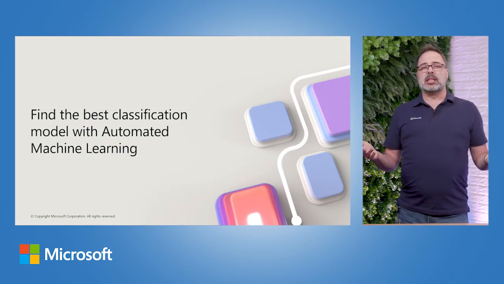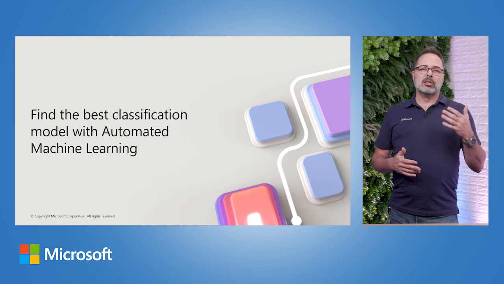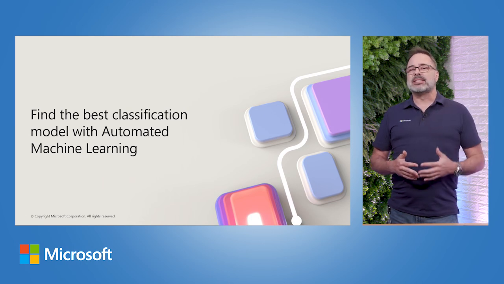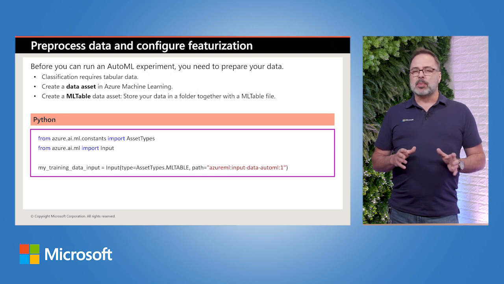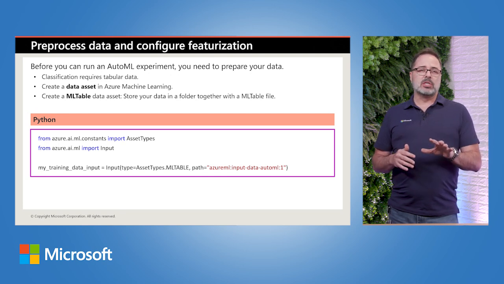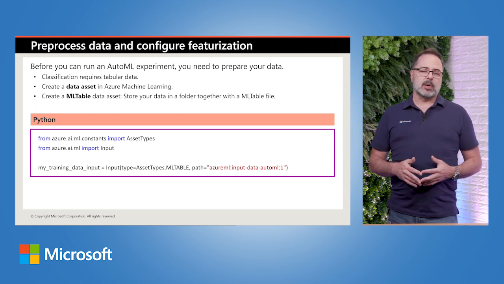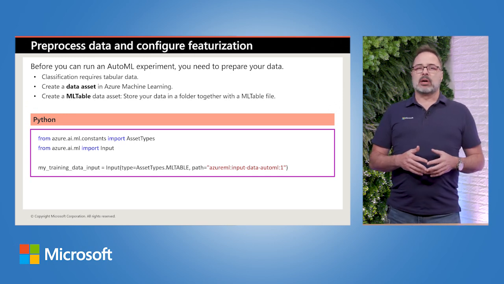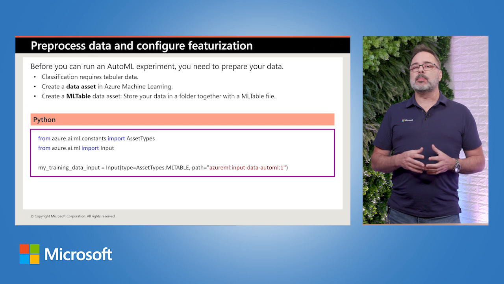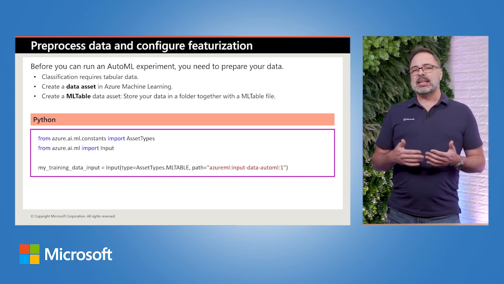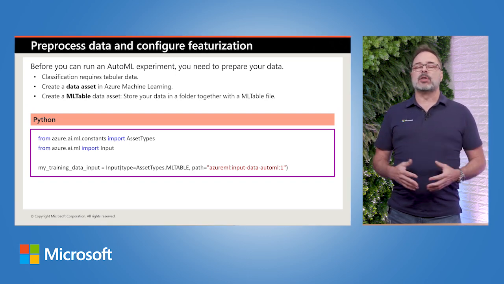So how do we use it to find the best model? Let's look at using it to find the best classification model. Before we run any experiment, we need to prepare the data. The same is true if we want to run an AutoML experiment. So to get started, we need to create a data asset in our workspace, but more specifically, it needs to be an MLTable. If you recall, MLTables store the schema for your data in an MLTable file and can provide the data in a tabular format by using that schema definition.